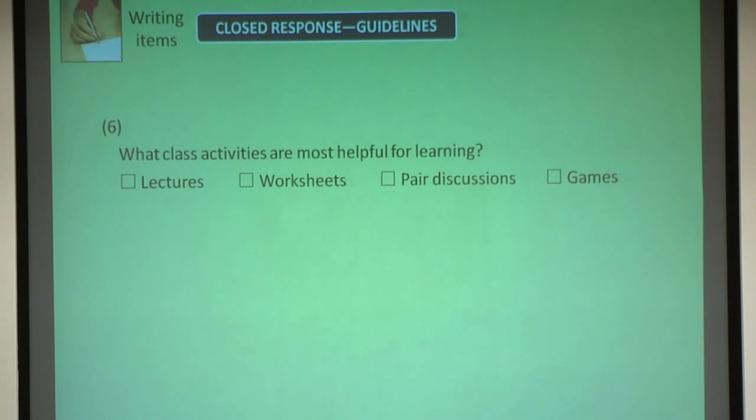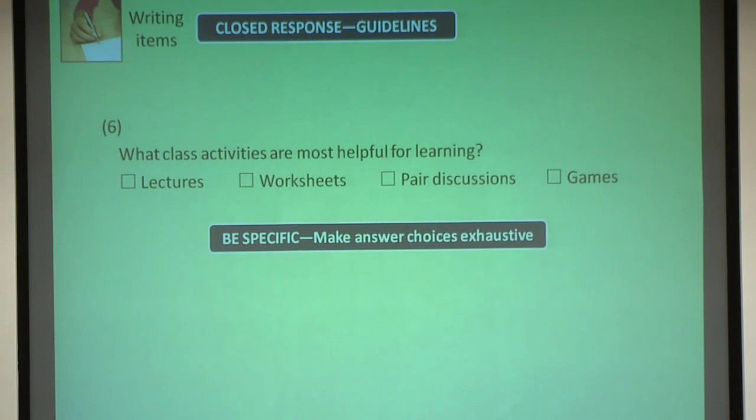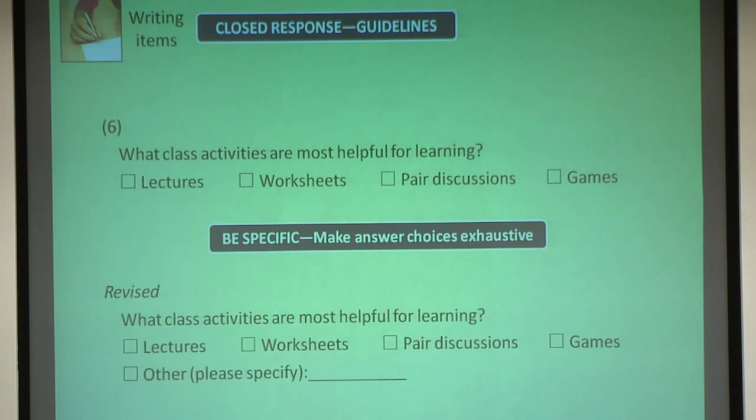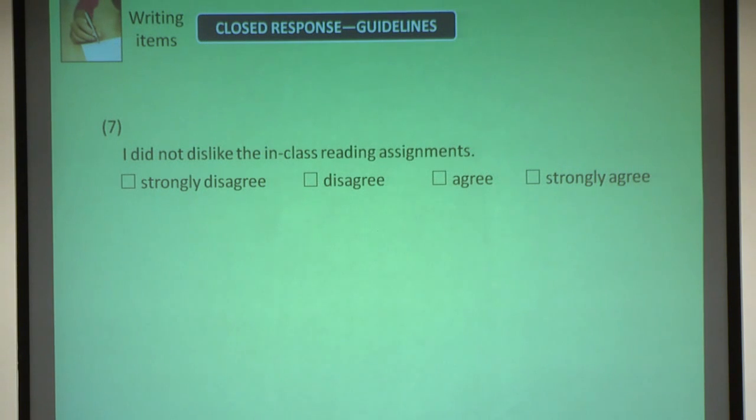What class activities were most helpful for learning? Problem. Make answer choices exhaustive. Very often that problem is solved simply by putting an "other" category. What class activities are most helpful for learning? Options, and then "Other, please specify." They have an opportunity to supply the missing option choice.